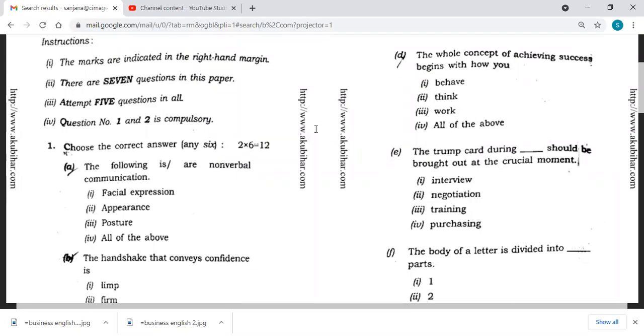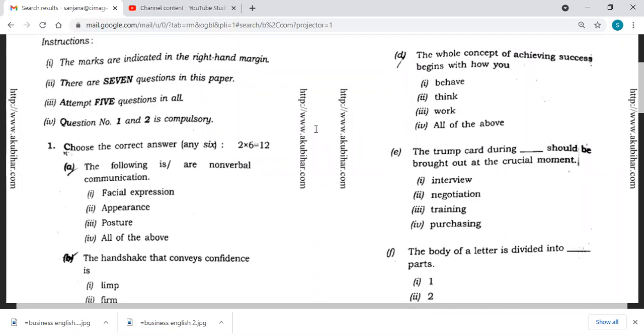Mark your answers. The following are non-verbal communication. Do you know what is non-verbal communication? Yes, ma'am. Communication signs, like from the eyes. Yes. Supposing you will be asked what is non-verbal communication. There are a lot of things which come in the exam which you should know. Non-verbal communication is communicating without using any words.